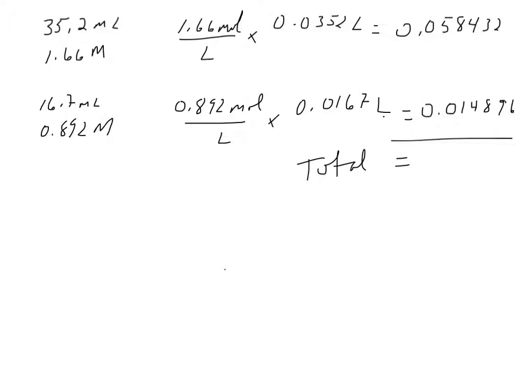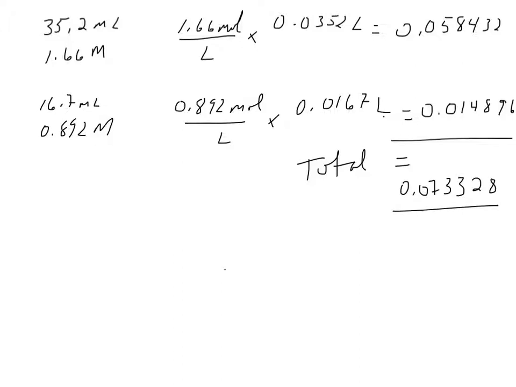Total moles is going to equal the sum of those two. So 0.058432 plus 0.014896, and that gives me 0.073328. Remember, let's carry through as many sig figs as we can at this point, and then we'll round at the end. So that's my total number of moles.